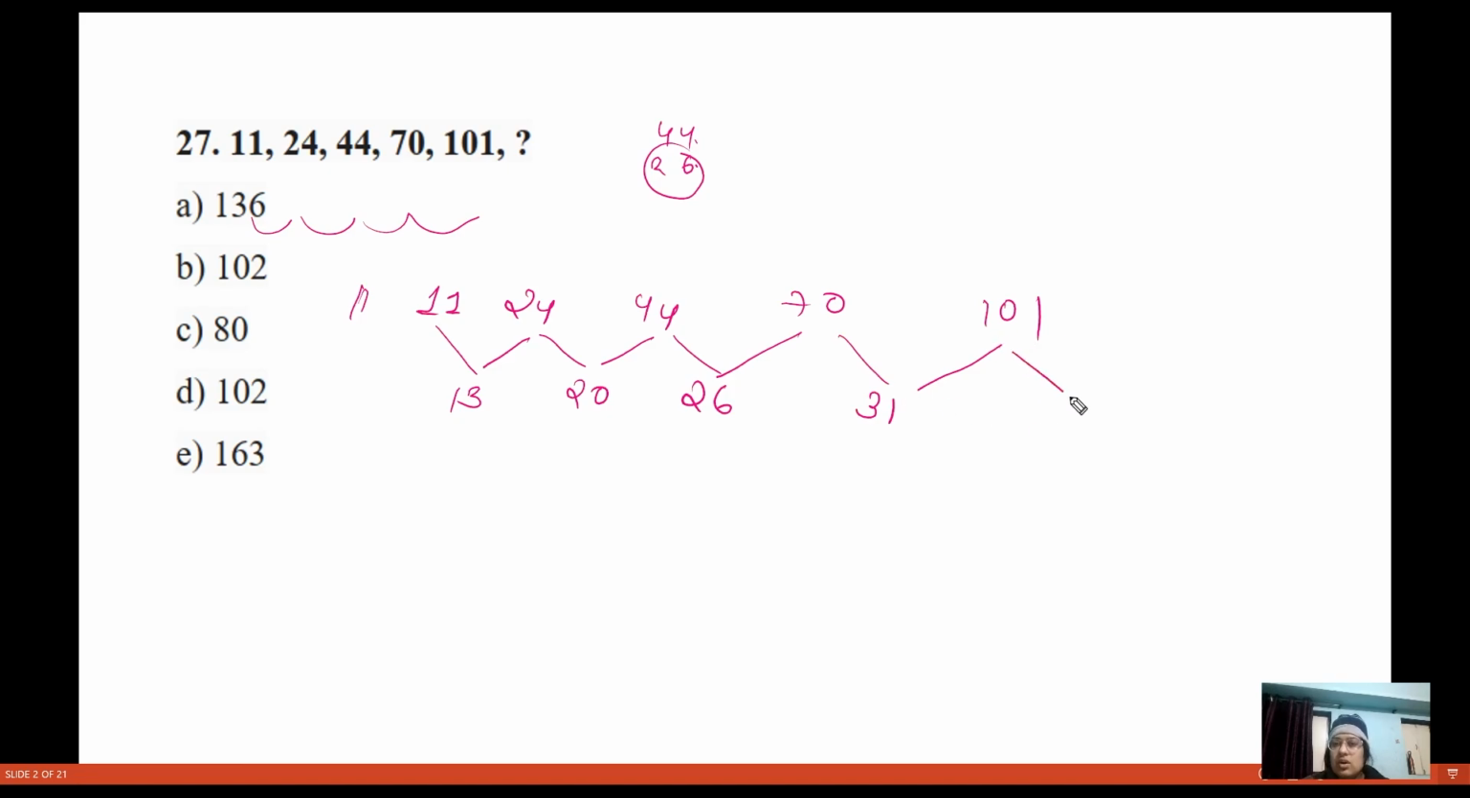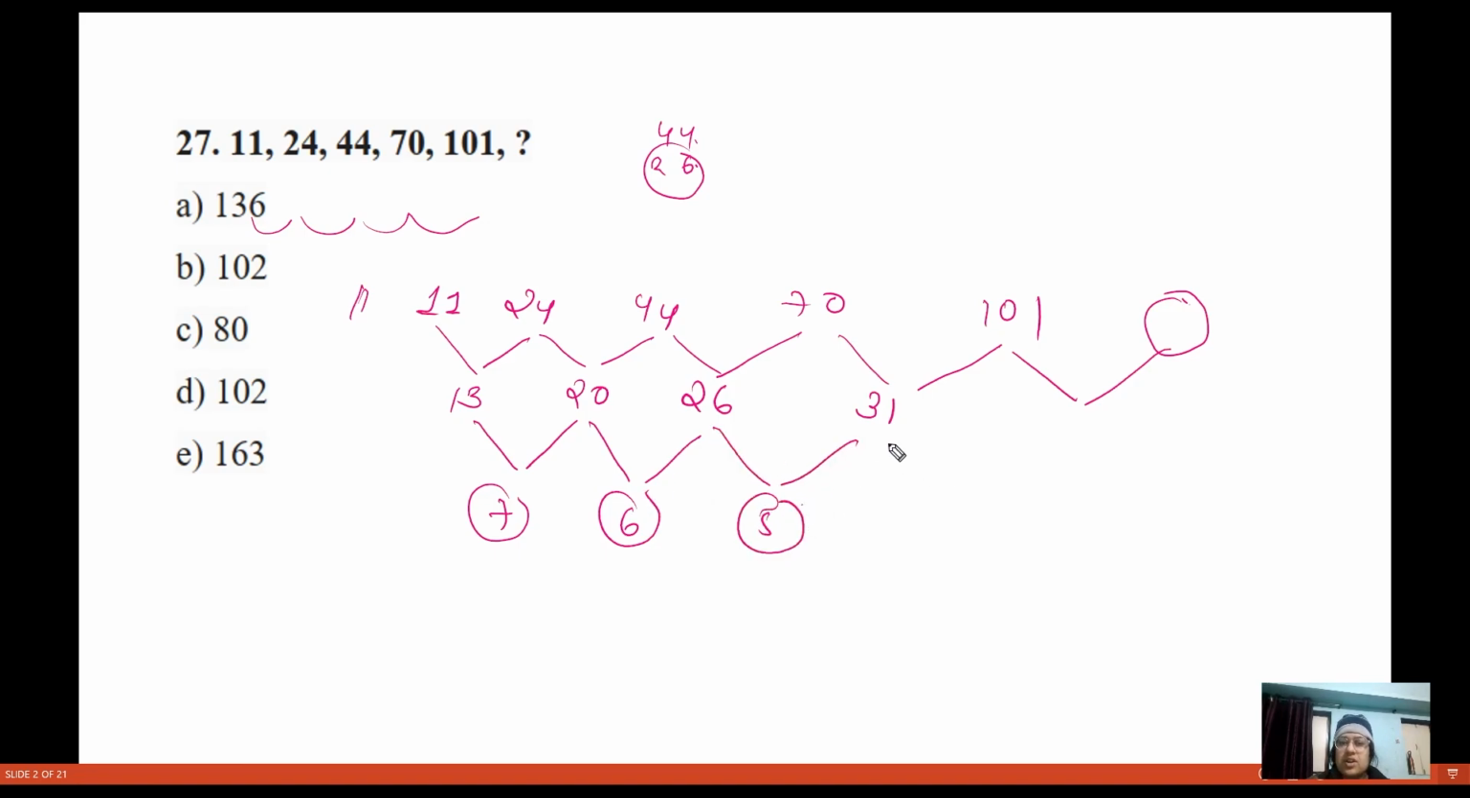So what will be the next number now? Between these differences, 13 to 20 is 7, 20 to 26 is 6, 26 to 31 is 5. So here, the difference will be 4. Just add 31 plus 4, so you will get 35. And when you add 101 to 35, you get 136. So this is it.